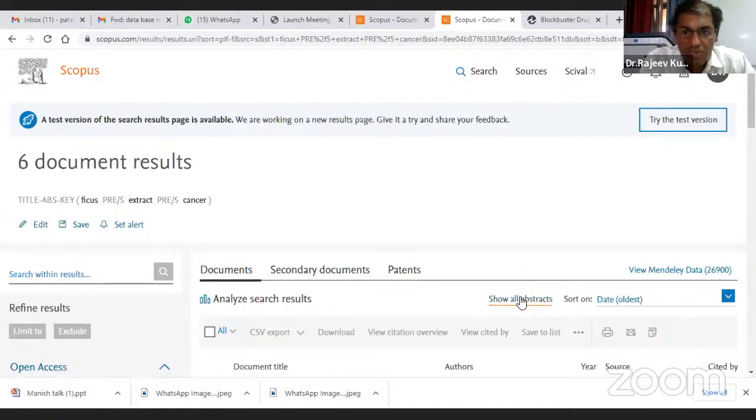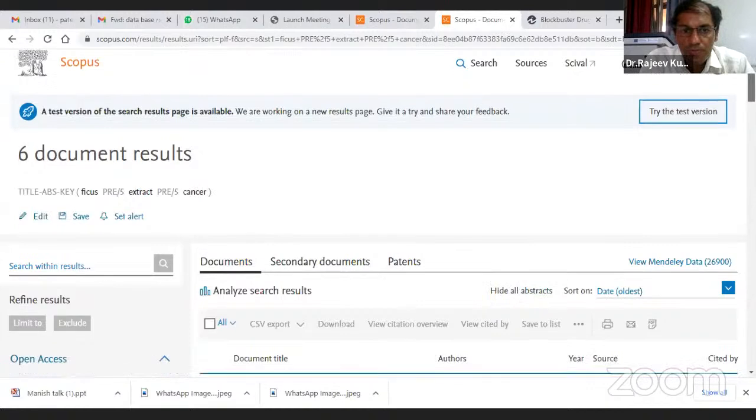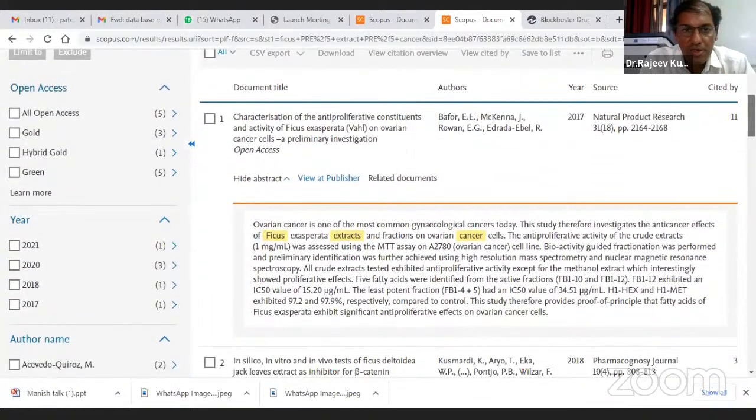Now you can press this button, show all abstracts, and then you can go through the documents wherein ficus, which I told you is a plant that belongs to the family Moraceae, is showing activity against certain kinds of cancer. So here I have a document which shows that ficus is used to treat ovarian cancer.